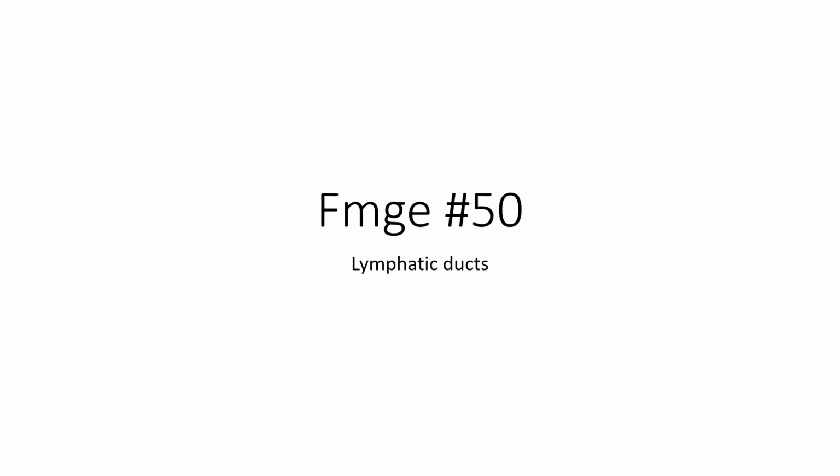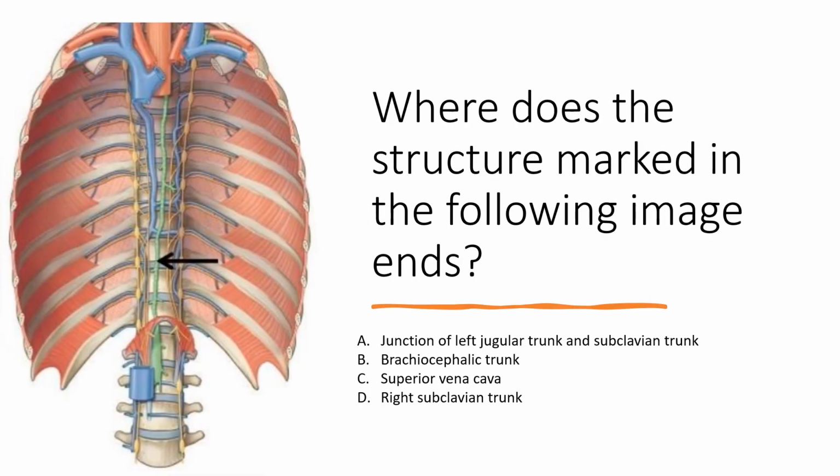So today I am going to discuss the lymphatic ducts. So let us begin. Okay, so where does the structure marked in the following image end? So you can see the structure, this green one. Option A is the junction of the left jugular trunk and the subclavian trunk, brachiocephalic trunk, superior vena cava, or right subclavian trunk. So pause and try to answer this question.